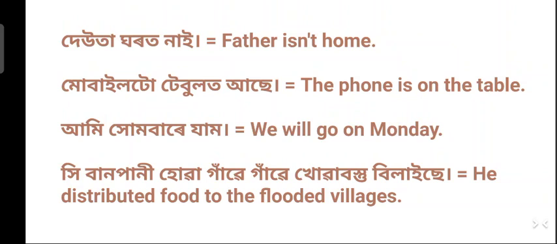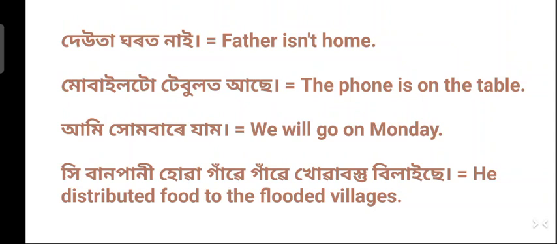Mobile to tabulot ase. The phone is on the table. Mobile means phone. The phone. Table means table. Tabulot means on the table. Ase means there or exists. The phone is on the table. Mobile to tabulot ase.